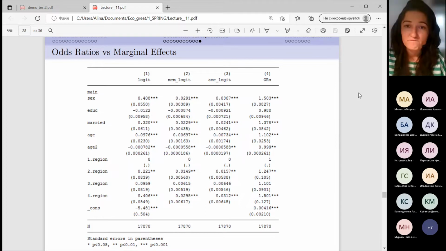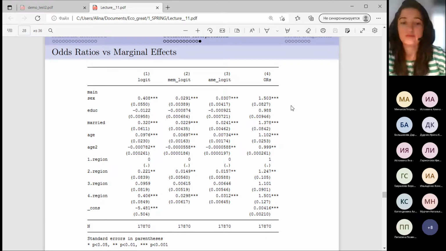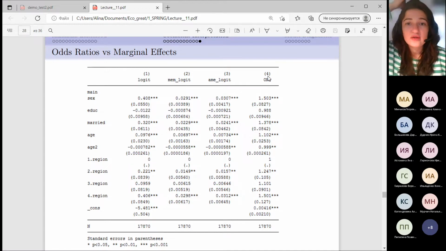So what can you see here? Of course, the values here are not the same, but the interpretation in the last column will be in terms of odds. Okay, the second and the third column we interpret in terms of probability. The first dependent variable is the logarithm of odds ratio, here the dependent variable is probability, here is the probability, and here the dependent variable is odds ratio.